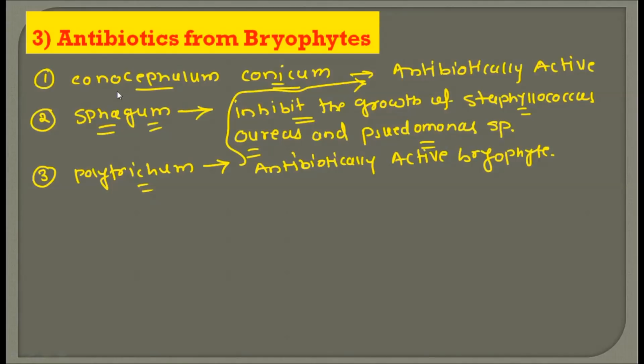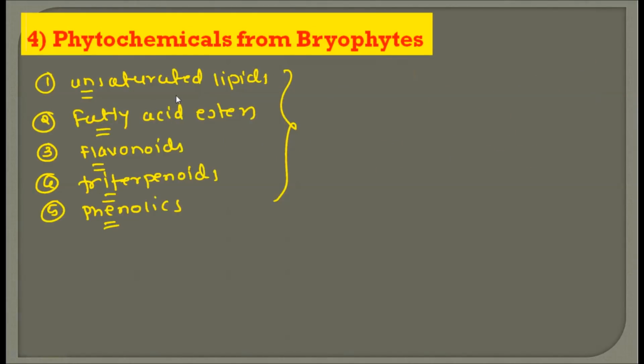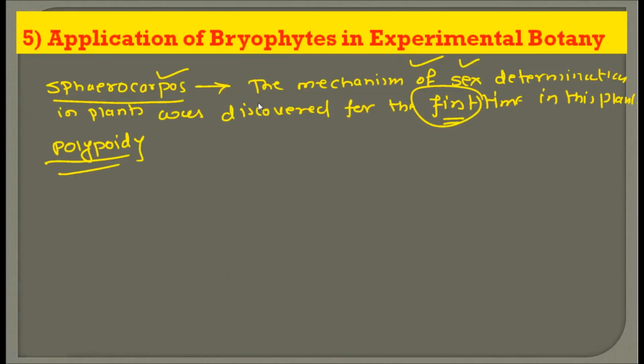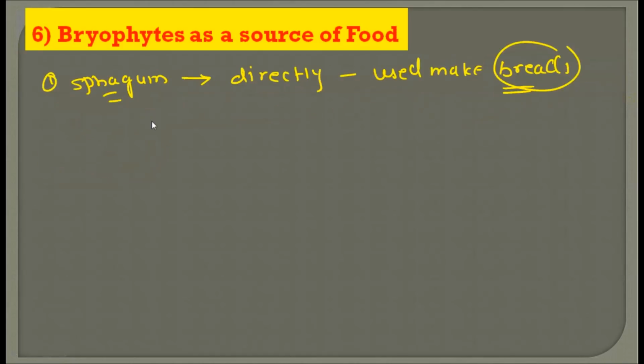The antibiotics from the bryophytes, we have discussed Conocephalum conicum, which is an antibiotically active bryophyte, then Sphagnum, which inhibits the growth of Staphylococcus and Pseudomonas bacteria. All right. Then we have seen the phytochemicals from the bryophytes, namely unsaturated lipids, fatty acid esters, flavonoids, triterpenoids, and phenolics. Then we have seen the application of bryophytes in experimental botany, and we have discussed the plant called Sphaerocarpos, in which sex determination in plants was discovered for the first time. So this is a very important plant, and similarly, other polyploidy studies were also done on the bryophytes.